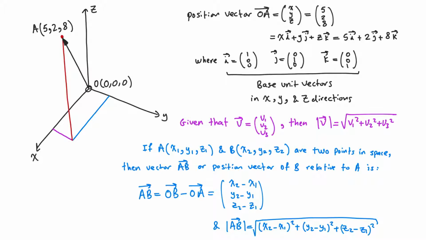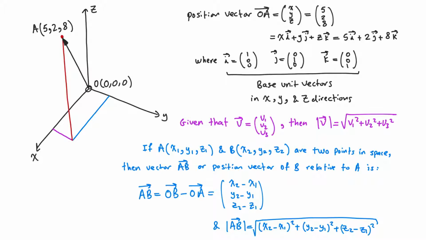Now, just a reminder that base unit vectors are vectors that have a magnitude of 1. Base unit vector i goes in the x direction, j goes in the y direction, and we're introducing a new one, k, today, which moves in the z direction by magnitude of 1. Using the base unit vectors, we can write our vector OA as 5i plus 2j plus 8k, and this is the unit vector form.